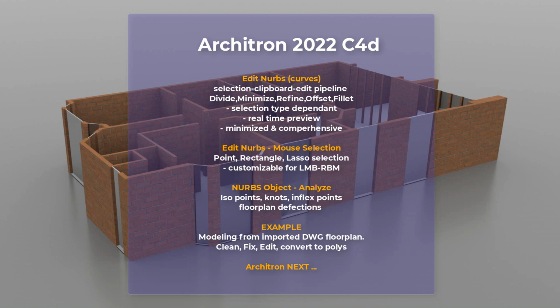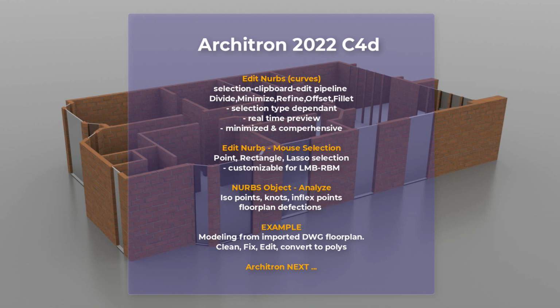The next chapter is about mouse selection. Now we have point selection, rectangle selection, and lasso selection in every Edit Nurbs tool. And you can fully customize it for the left mouse button or the right mouse button. Next chapter, Nurbs objects analyze.